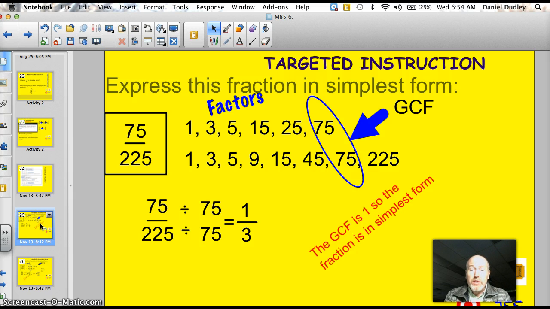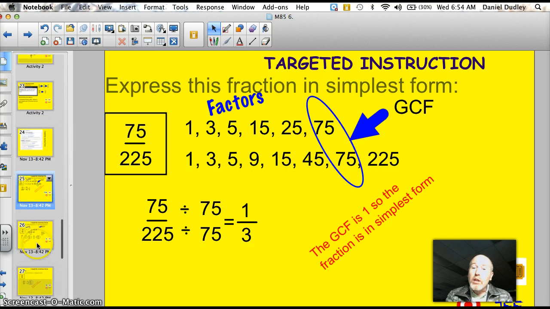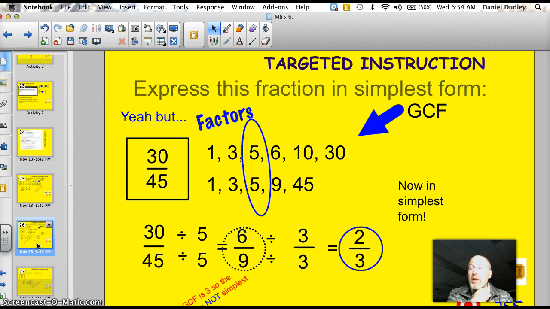75/225. Well, if I factored them out, you'd see these are the factors for 75, and these are the factors for 225. You'll notice that 75 is the greatest common factor, so by using the greatest common factor method, I can simply divide by 75 and get that down to 1/3 in one simple step. However, the disadvantage is it would take you a while to make a factor tree for 75 and for 225. That's why I usually just go with the second method, which I said just jump in and start dividing.